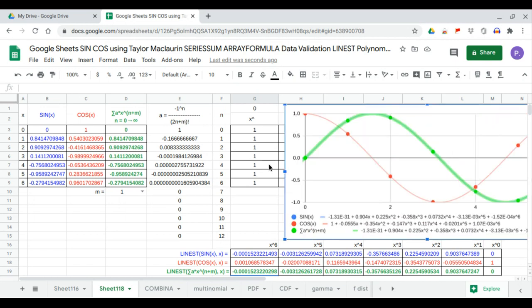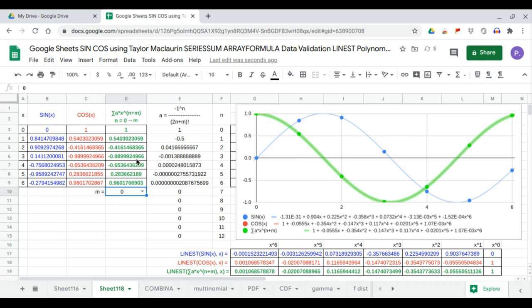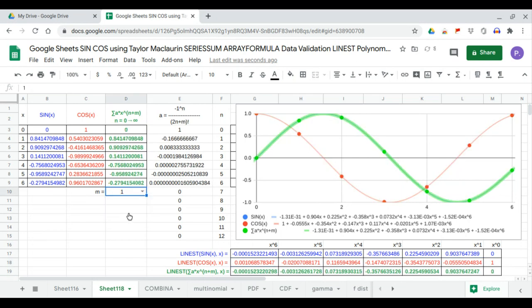Now we go back for comparison. So if m equals 0, that means that the expansion is cosine. The green covers the red, and the red and the green data coefficients are the same. If we change this to 1, the green and the blue are the same. So they have the same values.